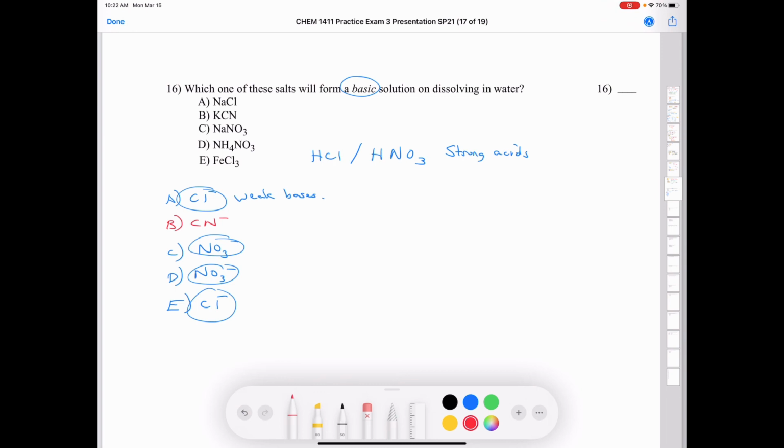Whereas cyanide is the conjugate base of hydrocyanic acid, which is a weak acid. And since it is a weak acid, cyanide is going to be a stronger base. And so it is going to be the strongest base of all the anions in all of these salts. And so when you put cyanide in water, it's going to act as a Bronsted base, producing hydrocyanic acid, and we're also going to produce hydroxide ions. And so that is why when we put potassium cyanide in water, we end up with a basic solution.